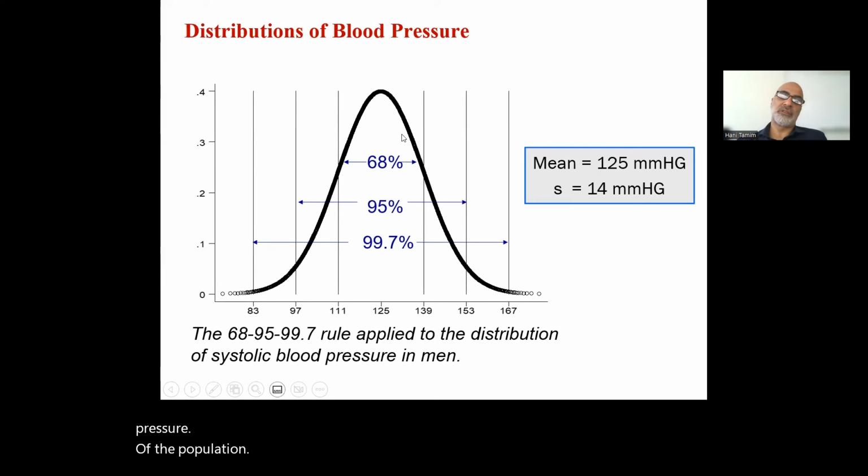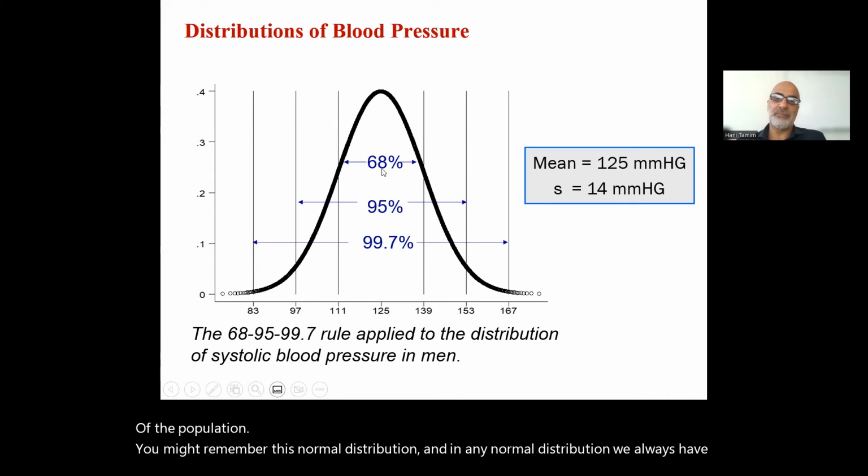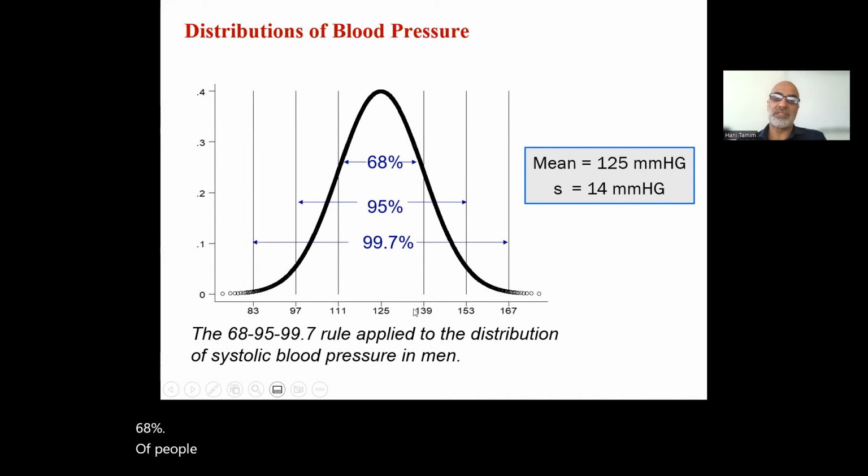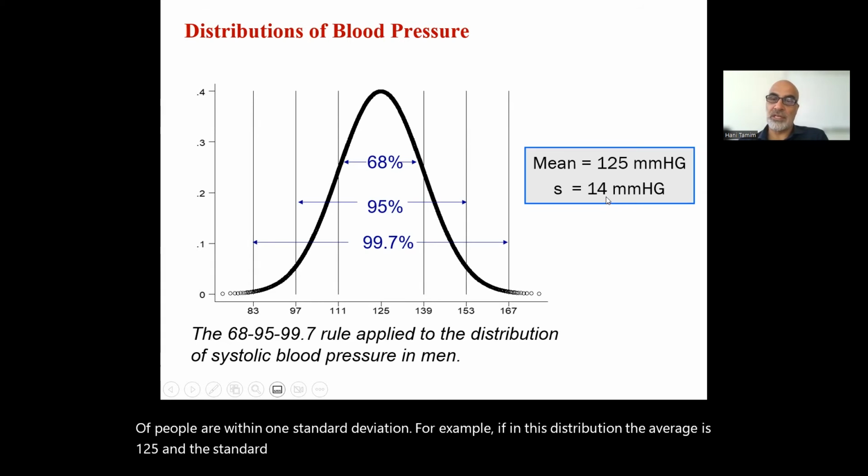You might remember the normal distribution, and in any normal distribution, we always have 68% of people within one standard deviation. For example, if in this distribution the average is 125 and the standard deviation is 14, it's different than our example, but I just want to establish 68, 95, 99%.